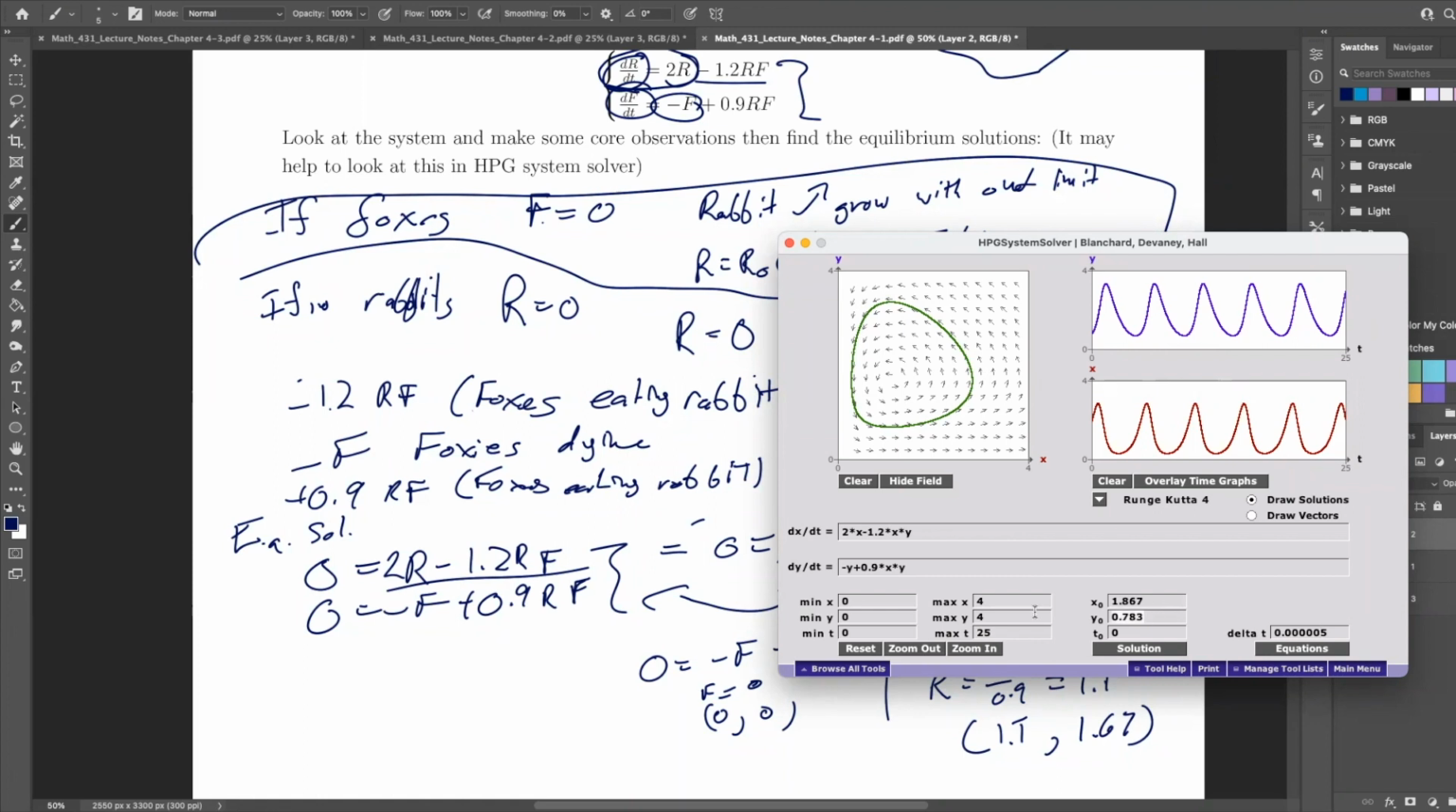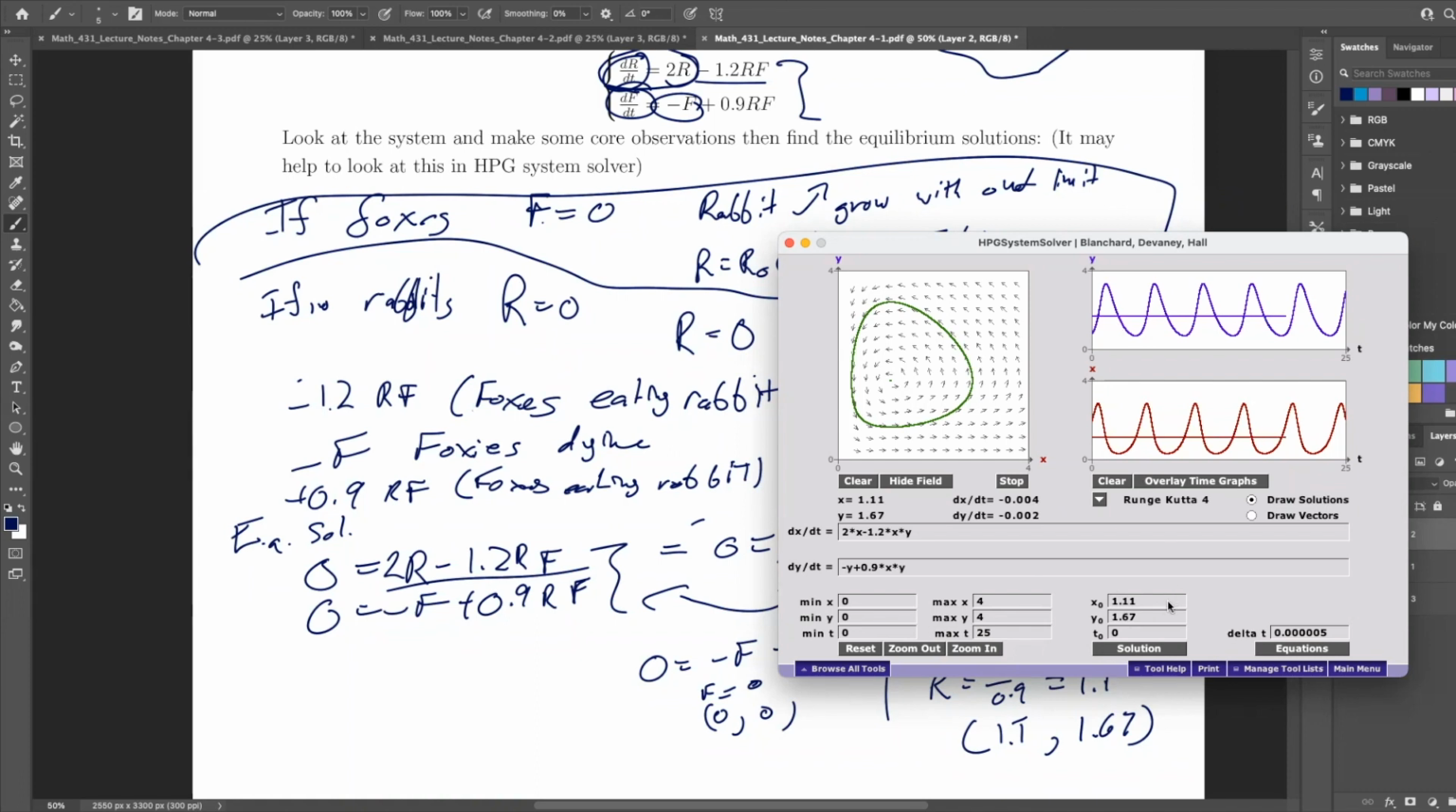Well, let's test our solution. What was our solution? 1.67 and then 1.11 foxes, right? So let's test the solution. Boop. And notice here, there's a tiny little dot there. I don't think you can see it. It's a tiny little dot there.